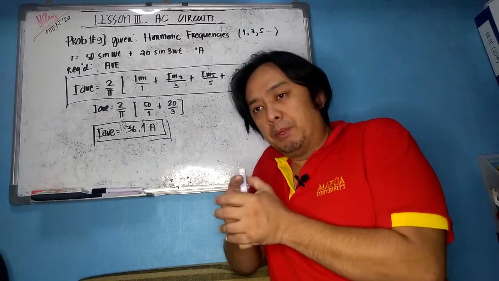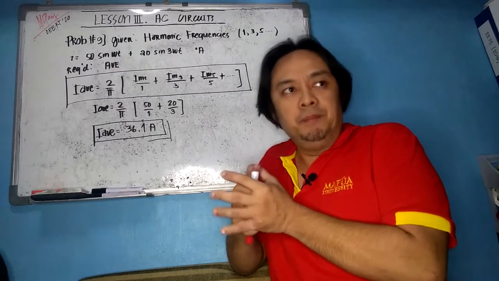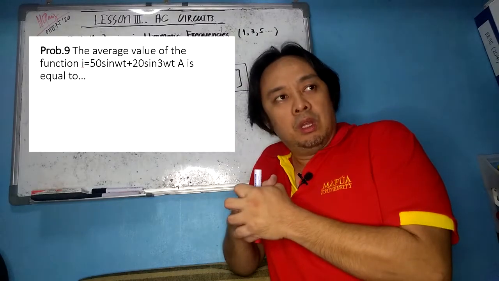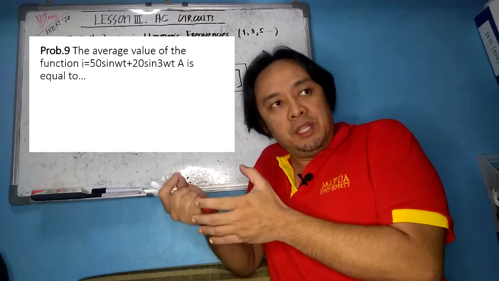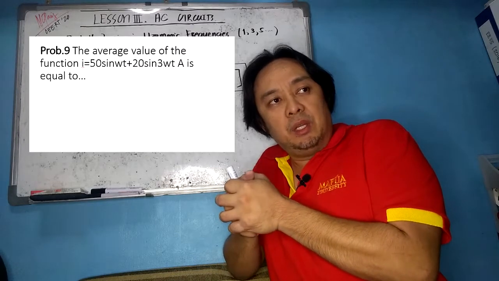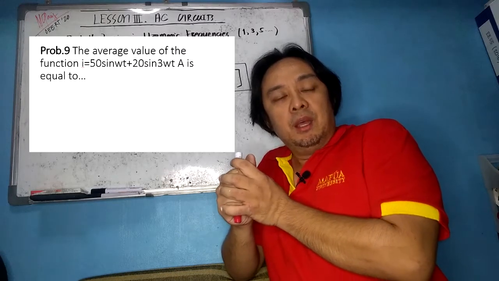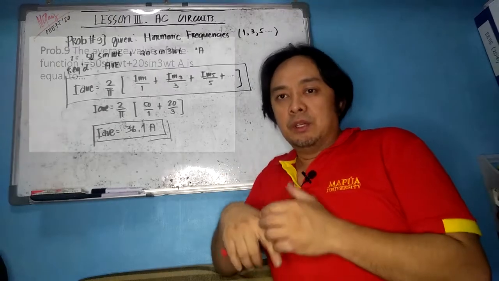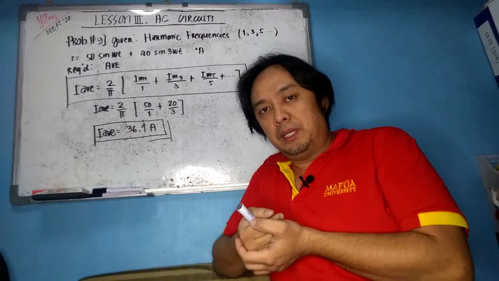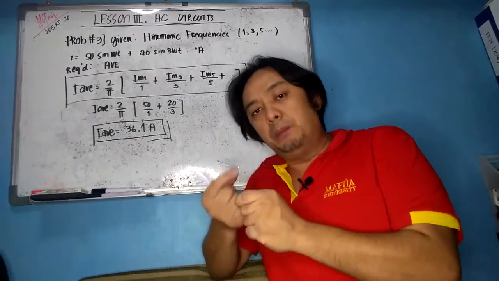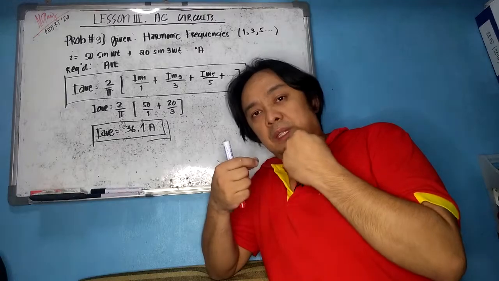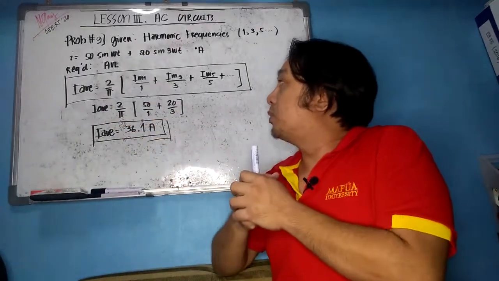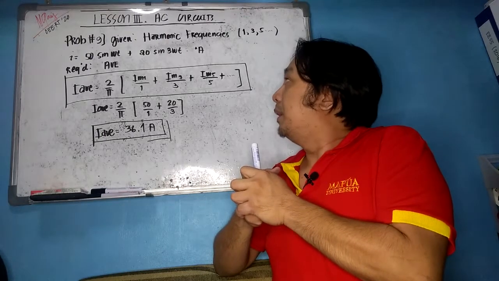This is problem number 9, so I will read the problem again. The average value of a certain function is equal to... the signal is I equal to 50 sine omega t plus 20 sine 3 omega t. So the question at problem number 9 is you need to get the average of that current signal, which is equal to 50 sine omega t plus 20 sine 3 omega t.